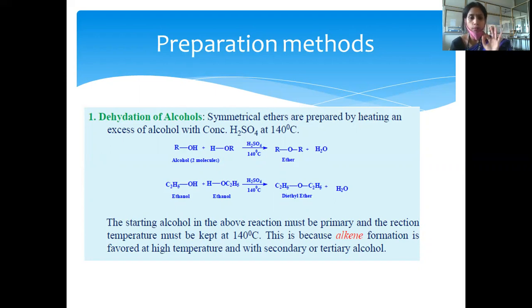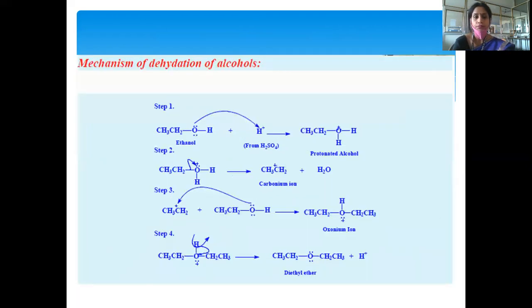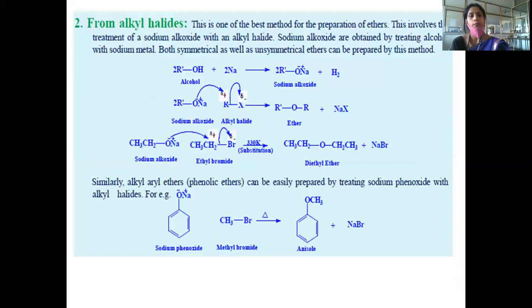So this is a very important point to remember. Now let us see the mechanism. So first step, H plus, because it is an acid catalyzed reaction, it forms a protonated alcohol. Next step, it will give a carbocation, which will again react with another neutral alcohol molecule to give an oxonium ion, from which H plus is again released and we get diethyl ether.